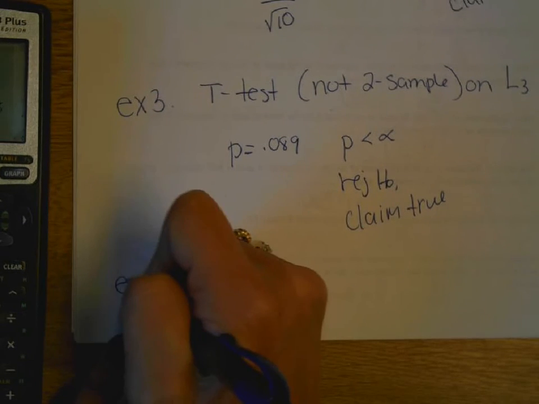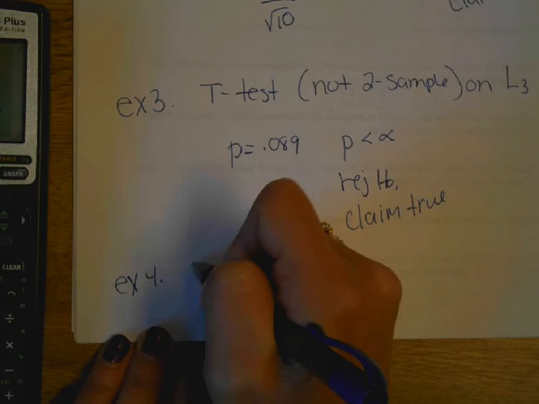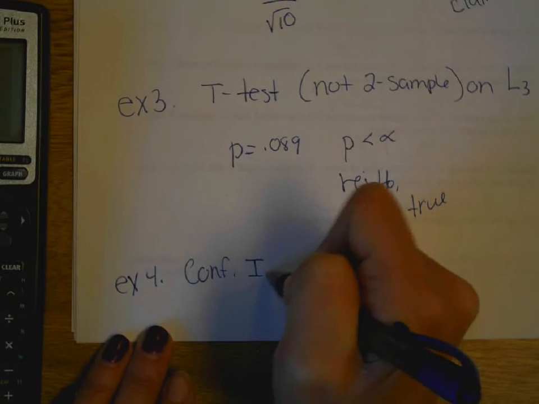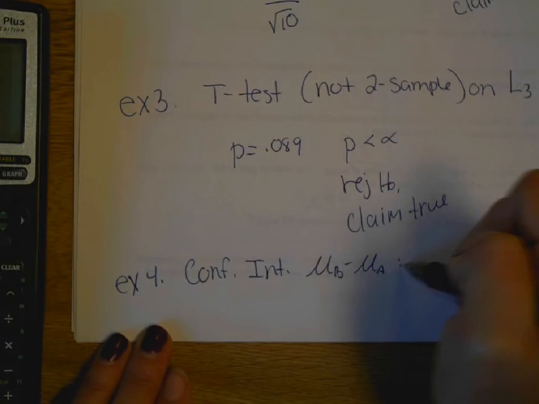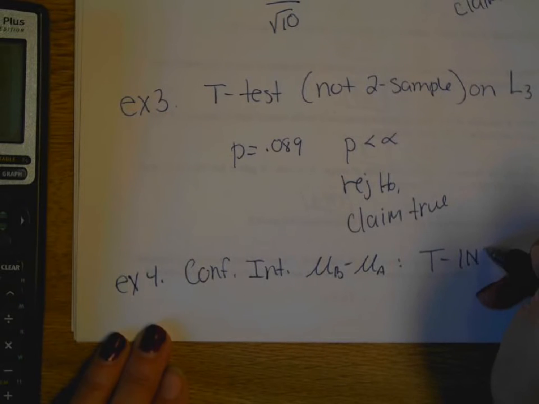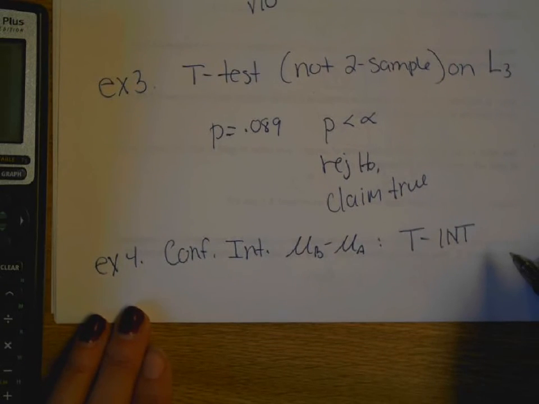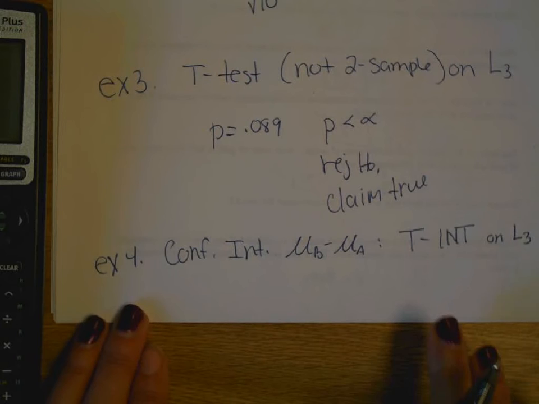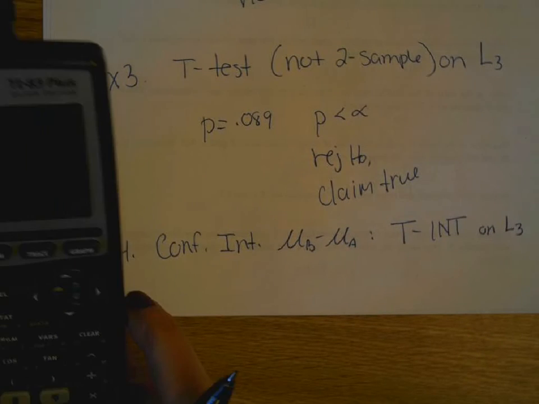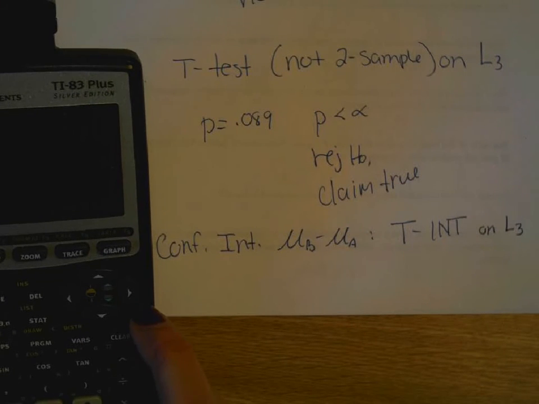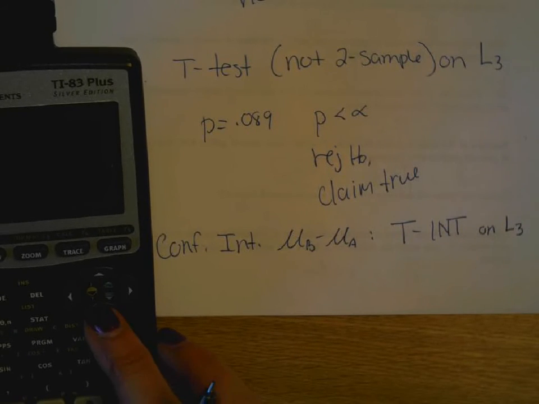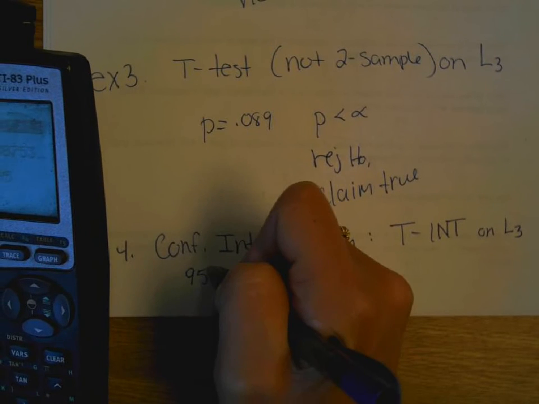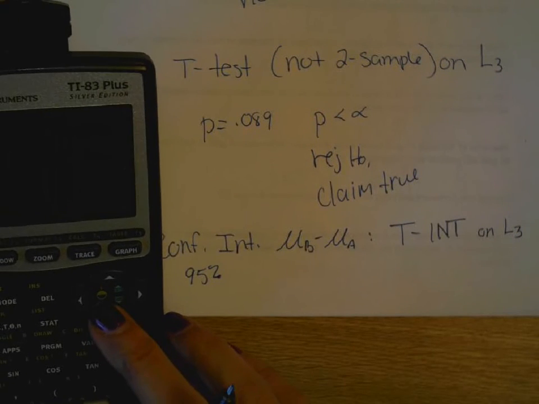And then number 4. The confidence interval here for mean before minus mean after is just your t-int on list 3. So if we run that, stat, test, t-interval, oh, let's go 95%. Everything's in there, and you just go down and calculate.